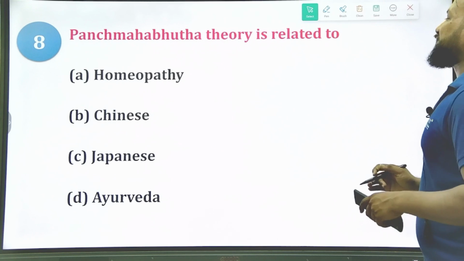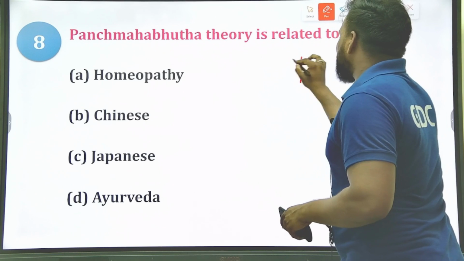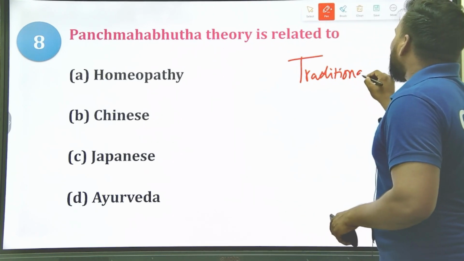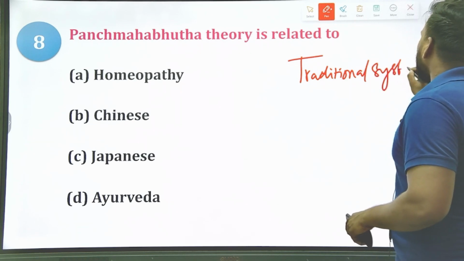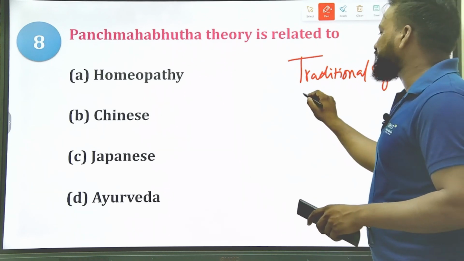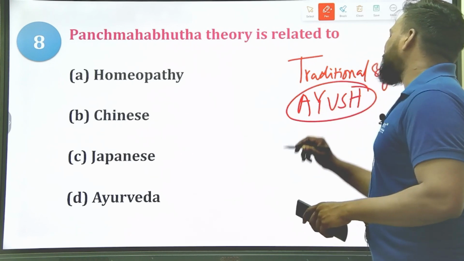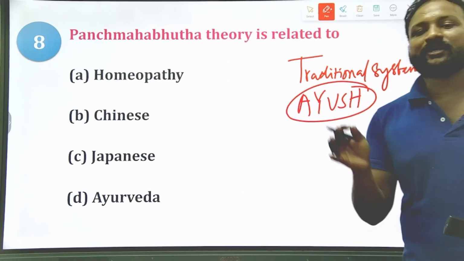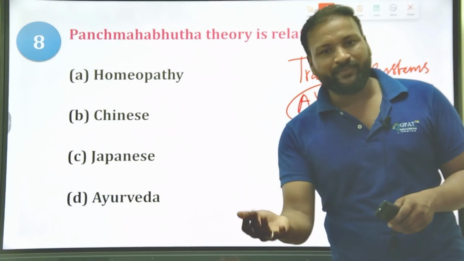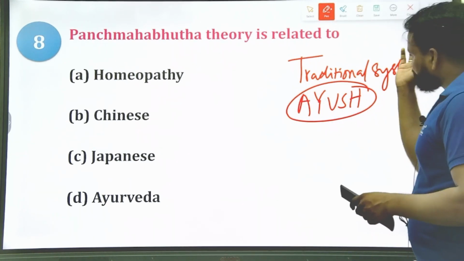So, the Pancha Mahabhuta theory is related to... By looking at this question, you have to understand that it comes from the traditional systems of medicine. How many traditional systems do we have, and how many alternative systems? These are known as traditional systems. Apart from these, all are referred to as alternative systems of medicine, like the Chinese medicine system, Kampo medicine system, and aromatherapy. All of these come under the alternative systems.